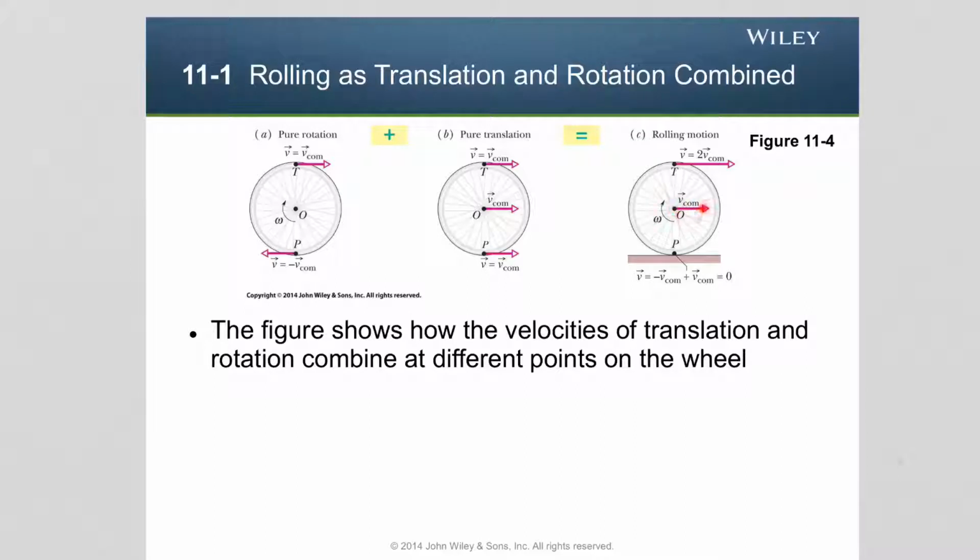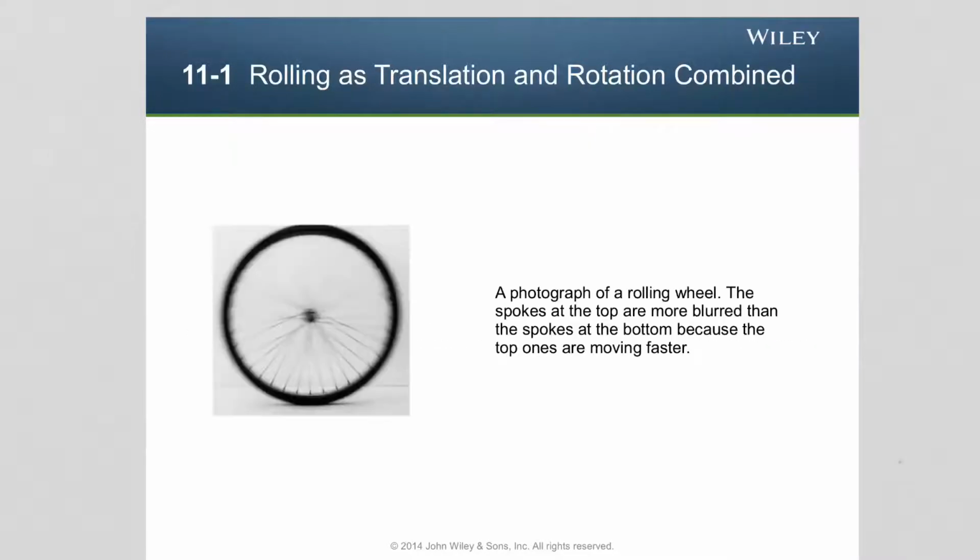The axle is moving with velocity vcom, as we know, and then at point P we have zero velocity, because from the rotational part of the motion we have minus vcom velocity, from the translational part of the motion we have plus vcom velocity, so the sum is zero. So for a rolling object, the point of contact with the surface along which the object is rolling is instantaneously at rest.